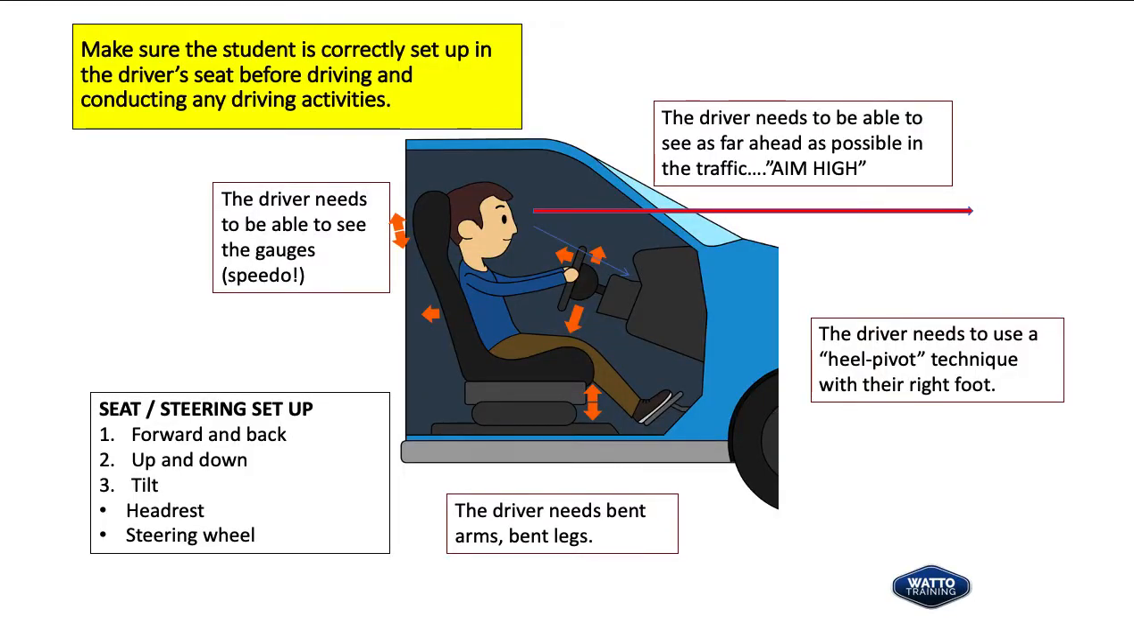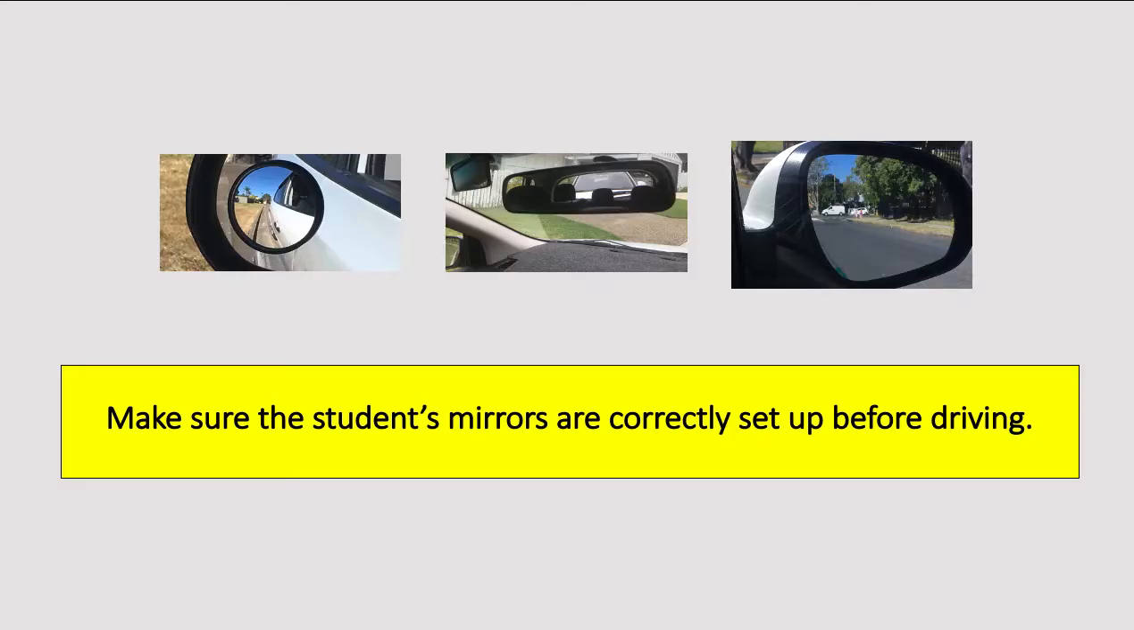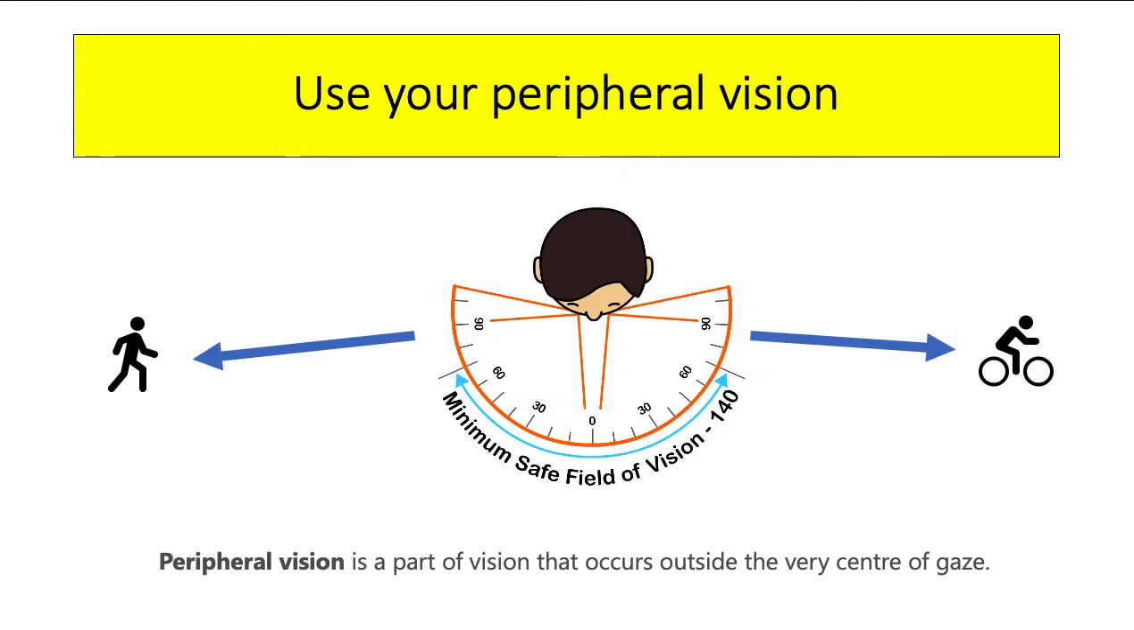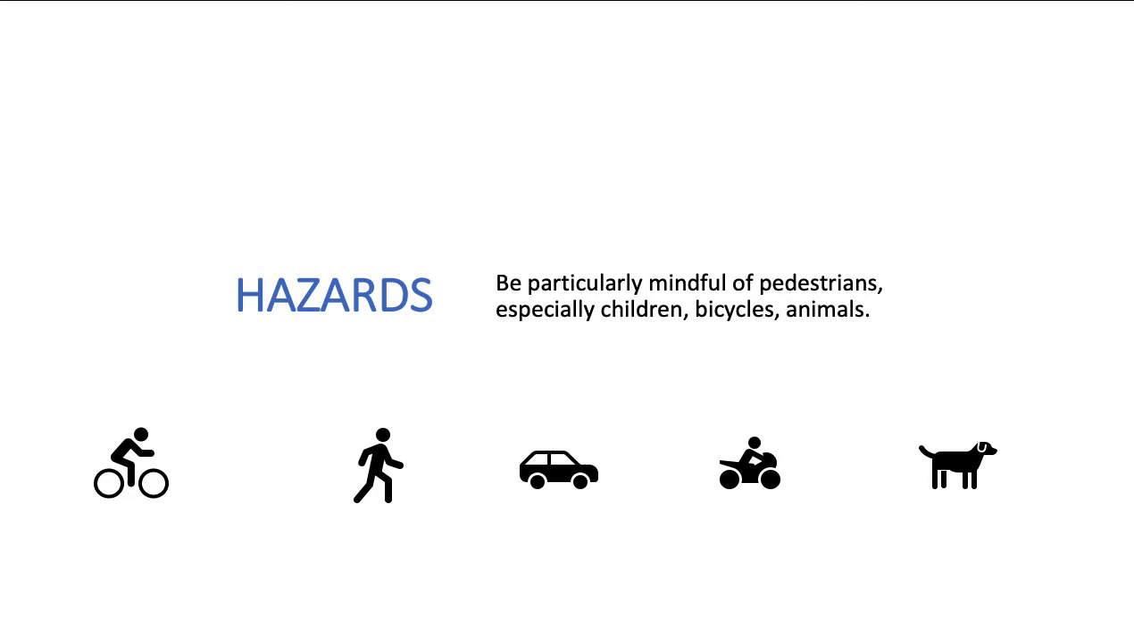Make sure the student is correctly set up in the driver's seat before driving and conducting any driving activities. Make sure the student's mirrors are correctly set up before driving. Make sure the learner keeps their eyes on the move throughout the turn and is prepared to turn their head if and when necessary. Ensure your learner uses their peripheral vision. Peripheral vision is the part of vision that occurs outside the very center of gaze. Be mindful of pedestrians, especially children, bicycles, and animals.